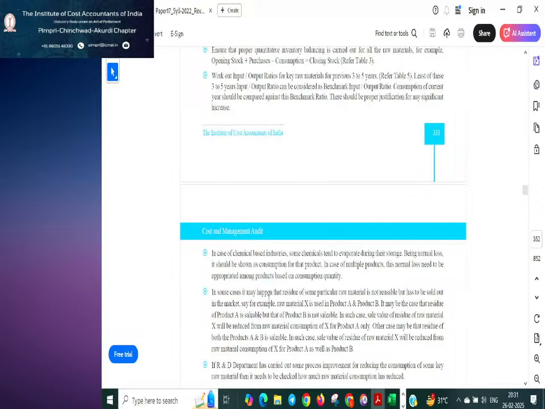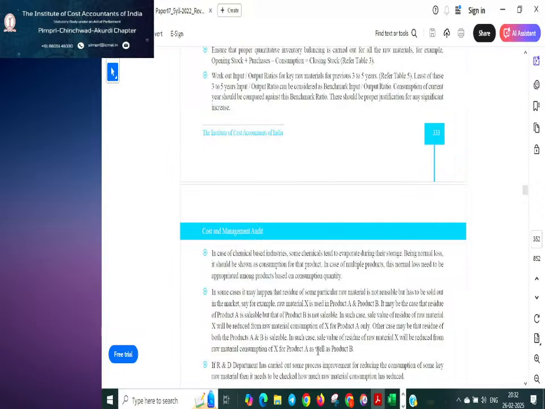In some cases it may happen that residue of some particular raw material is not reusable but has to be sold out to the market. That can also happen. So if it is sold out, you get something out of it, that needs to be given as credit. Like for example, I was telling, raw cotton bales arrive. Bales is a big bundle. So one bale is equal to certain kgs. This many kgs or this many bales of cotton is stored as raw material.